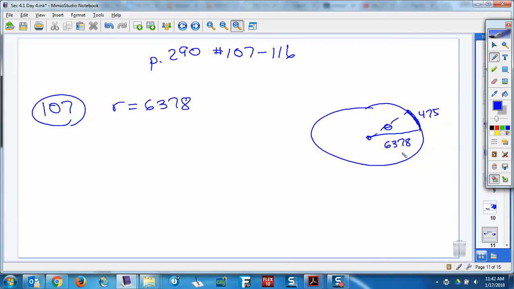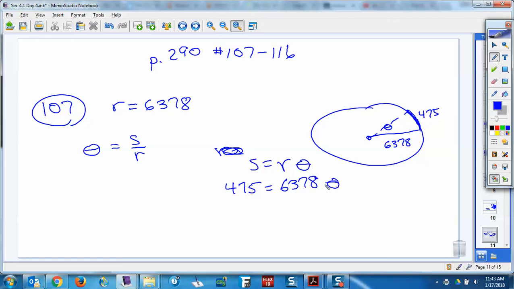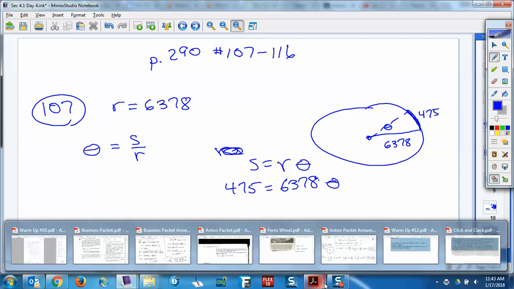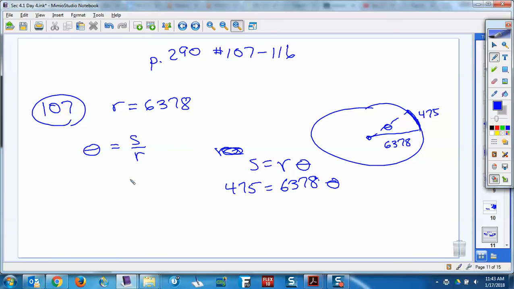Okay, so theta is just going to be S over R, or I could first plug into S equals R theta, right? And so I can put 475 equals 6378 times theta, right? And then I just divide. Or just convert it to this first and then do, right?